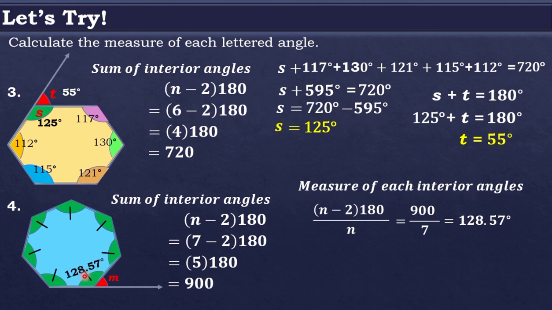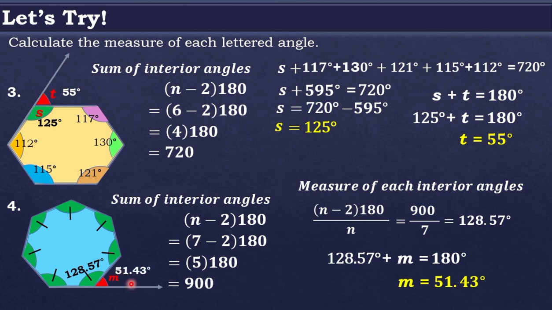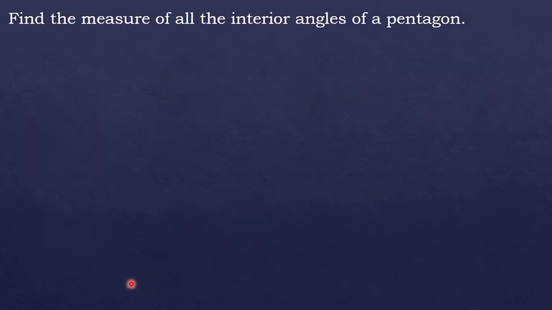So, kung ito ay 128.57 degrees, so ibig sabihin pare-pareho yan. Makukuha mo na ngayon to. So, what is your M? So, ipa-plus po natin yon sa M. Dapat mag-sum siya ng 180. So, ima-minus lang po natin. Therefore, your M is 51.43 degrees. Let's have the last one.